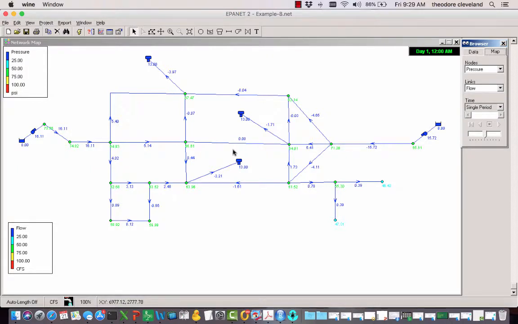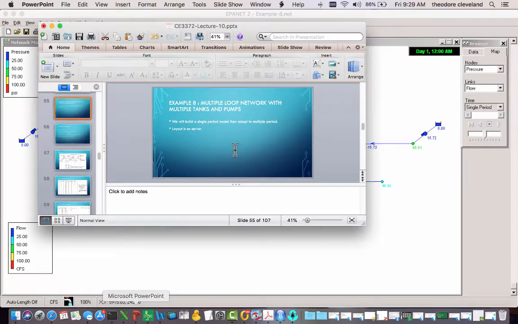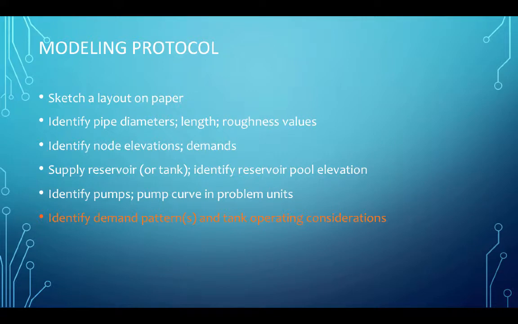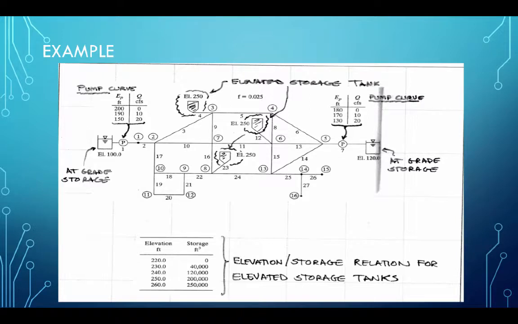So from this network, we will now proceed to add features. So we'd sketch the layout on paper, done, identify diameters, done, done, done, and we have the base model built. And now we want to insert some additional information. So here we have the pump curve, another pump curve representing the pump. We have at-grade storage, elevation storage relation. So we'll take a look at that back in EPANET in a second.